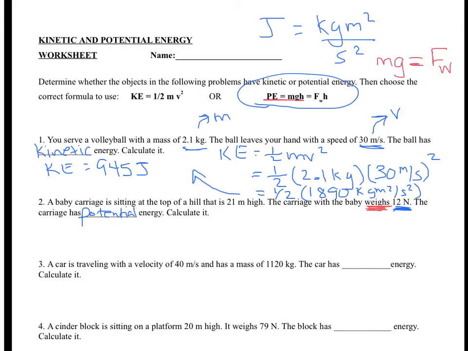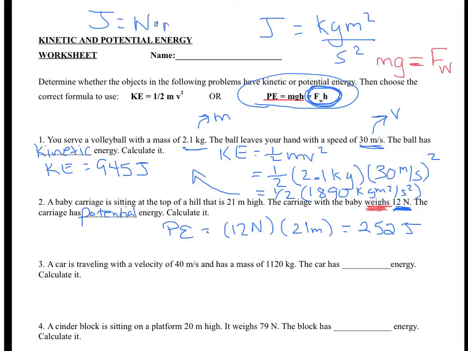So you don't have to multiply that by 9.8. All you're going to do is plug in the 12 newtons. You're going to use the second formula. When they talk about how much something weighs, you will use the second part of that formula, FW times H. So we're just simply going to put in 12 newtons, and we're going to multiply it by 21 meters. And that turns out to be 252 joules, because a joule is also a newton times a meter.